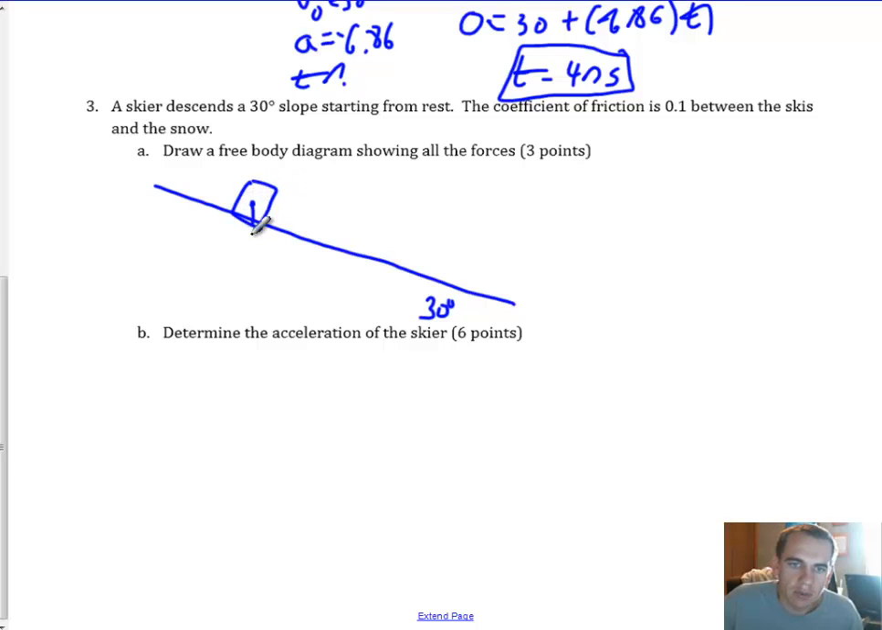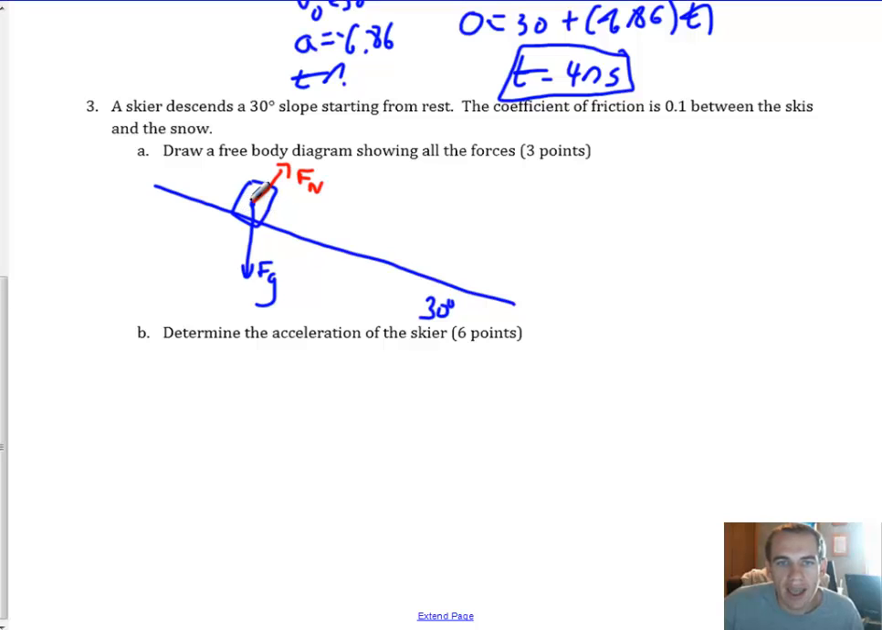Okay, gravity does pull straight down. That's the only force that's oriented not parallel or perpendicular to the incline. Okay, gravity always pulls down. The normal force does not push against gravity. The normal force pushes perpendicular to the surface. The normal force actually goes that way.